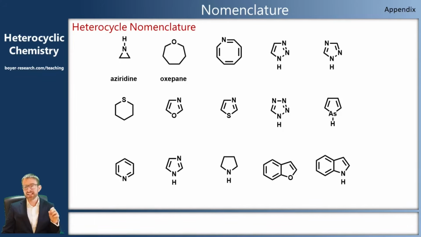Our next one is an oxygen-containing heterocycle, so it's an "ox". It's a 7-membered ring, from "hept" we get "ep", so that's an "oxep". And again, it's completely saturated, so we get an "ane", so oxepane.